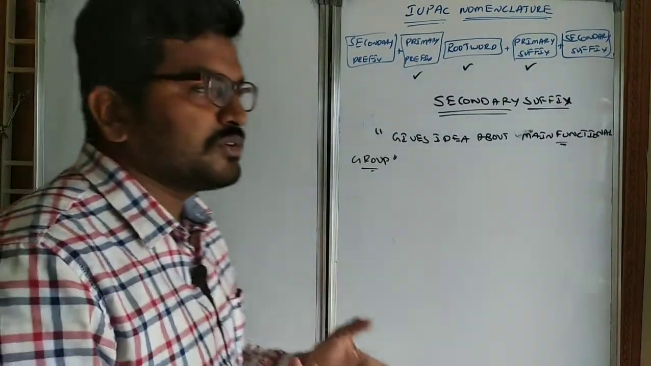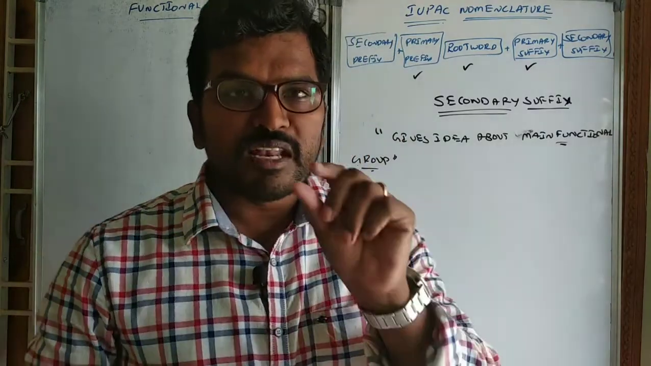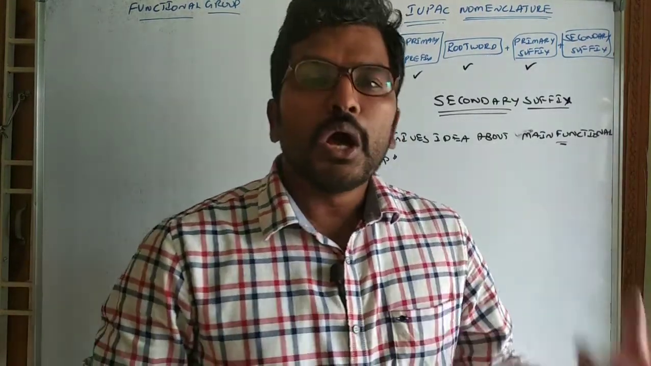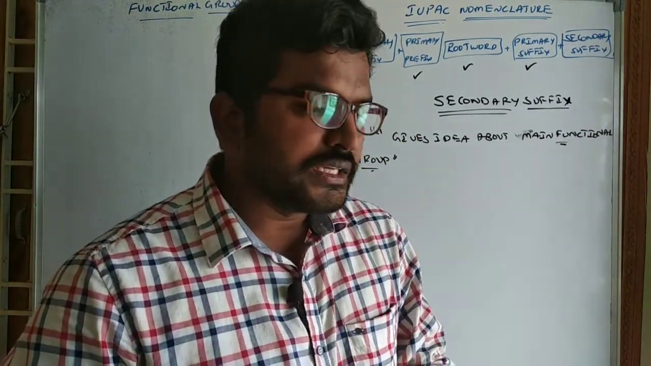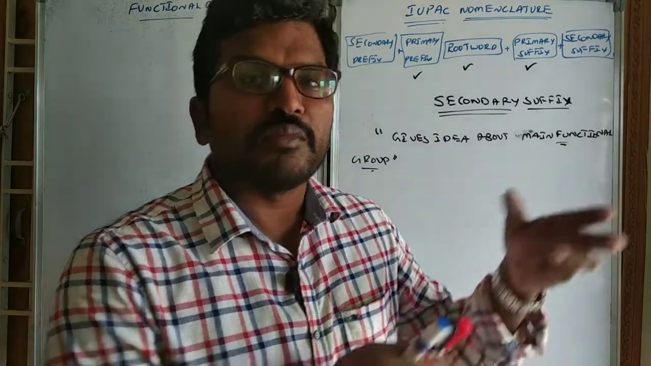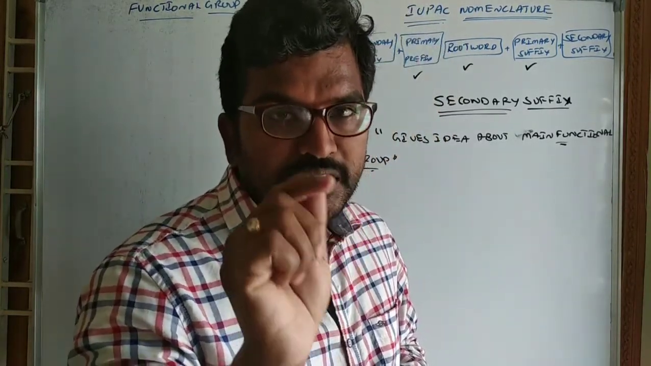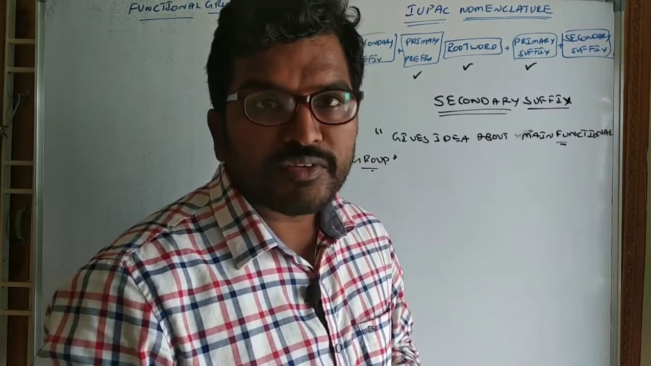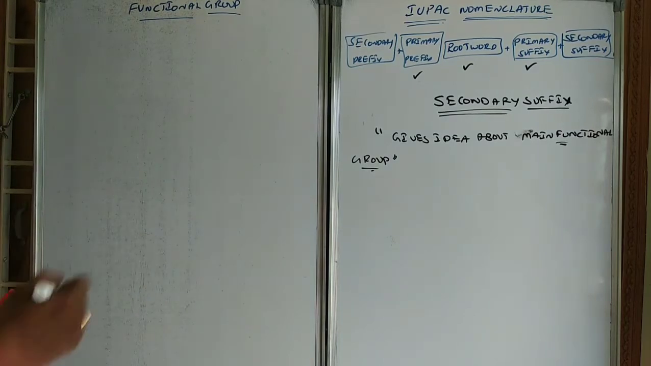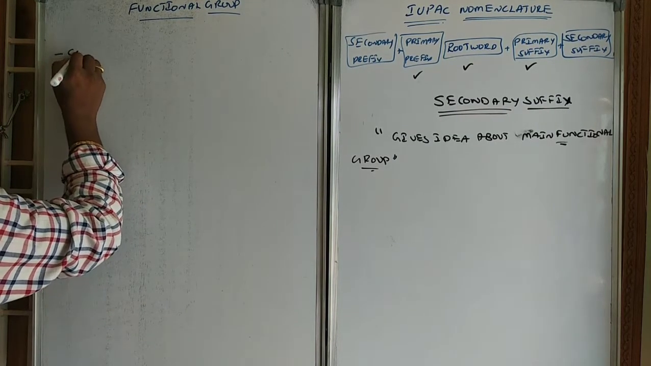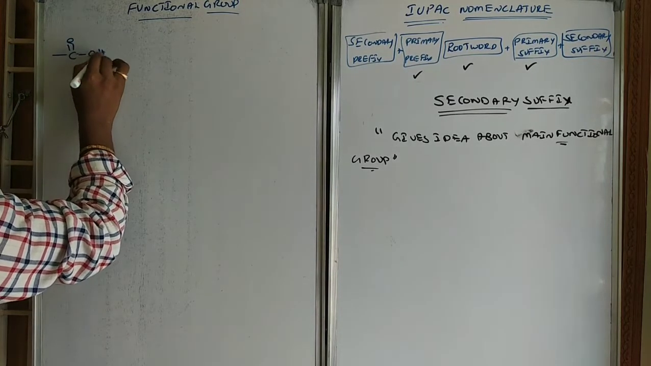You see, some compounds will have a COOH group, we call them carboxylic acid. Some will have an OH group, we call them alcohol. Some will have CHO, we call them aldehyde. Some will have cyanides, we call them nitriles. Like that, an atom or group of atoms that decides the nature of an organic compound is known as a functional group. Let me tell you what the functional groups are.